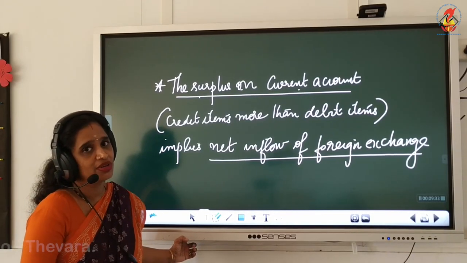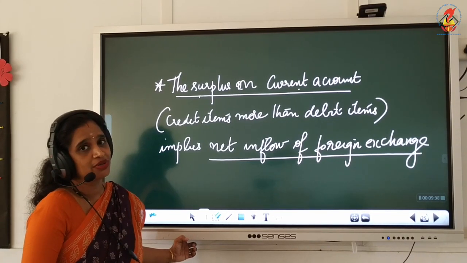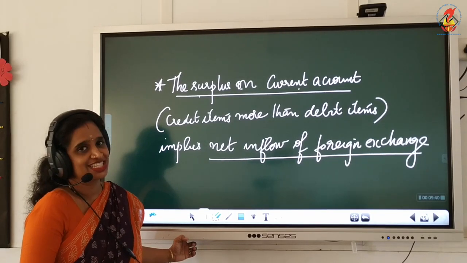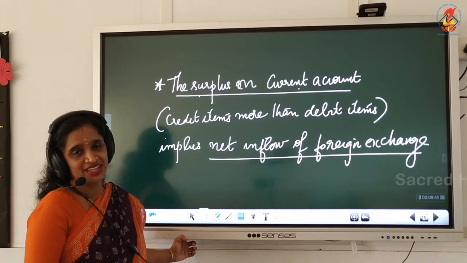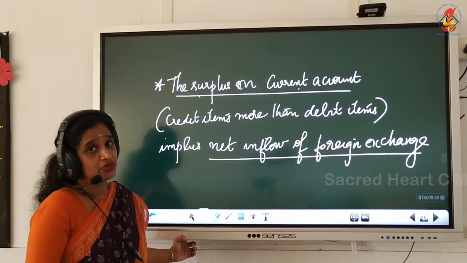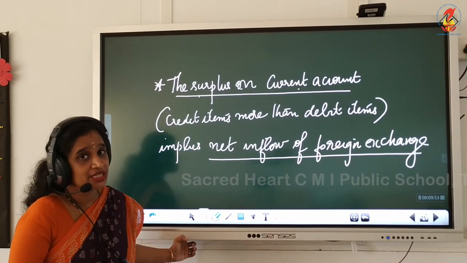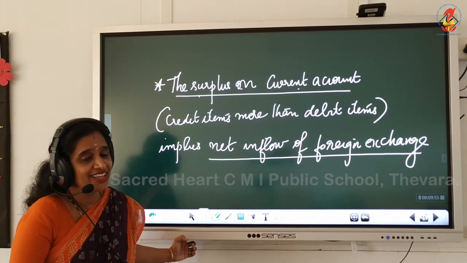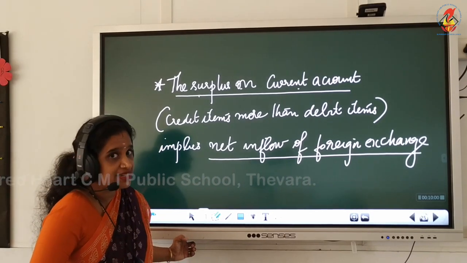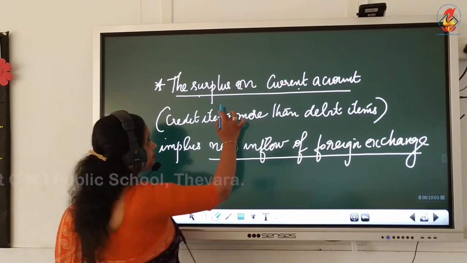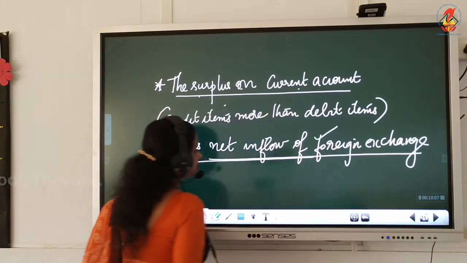Export of goods will be more, export of services will be more, receipts of unilateral transfers will be more, because there is more inflow of foreign exchange. Understood? Then if export of goods and services is more, there is inflow of foreign exchange. That means the credit side is more than the debit side. So if the credit items are more than the debit items, we can say there is a surplus in the current account. So it represents what? Net inflow of foreign exchange.